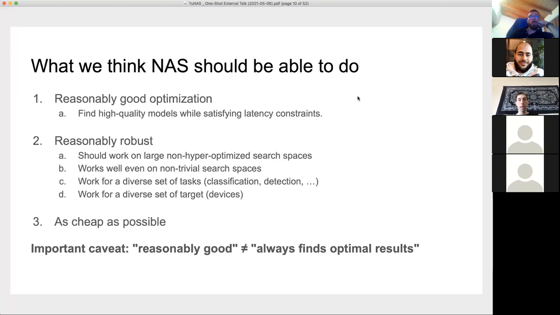Now, there's an important caveat here, which is that I focused on reasonably good optimization rather than perfect optimization. Perfect optimization is probably asking a bit too much. And the algorithms that I'm going to discuss here definitely are not perfect. We've actually spent quite a bit of time looking into different cases where they do have suboptimal behavior. But I don't think that these algorithms necessarily need to be perfect in order to be useful.